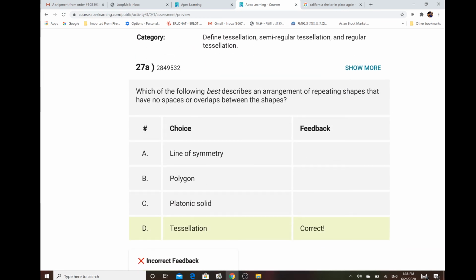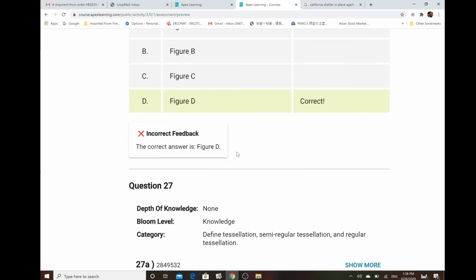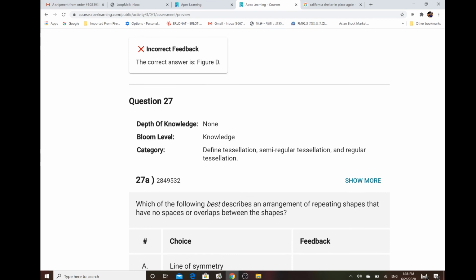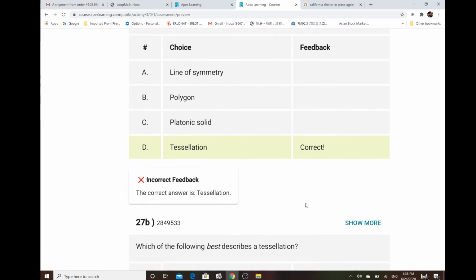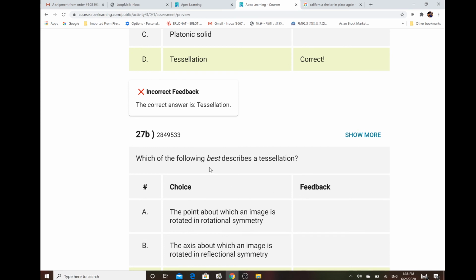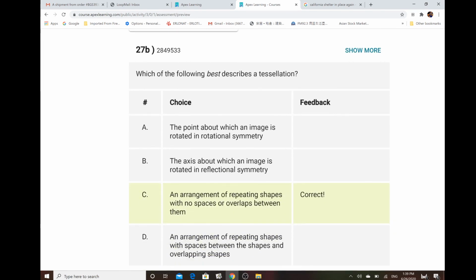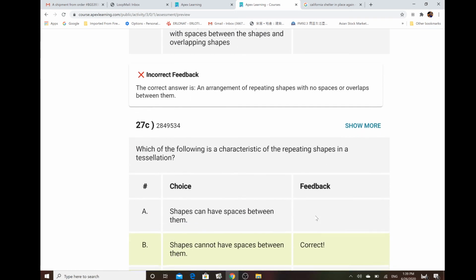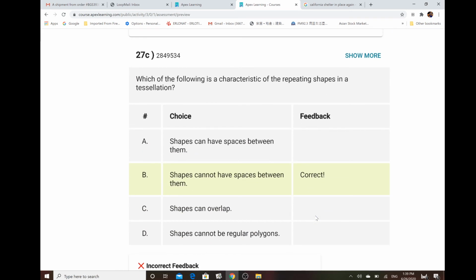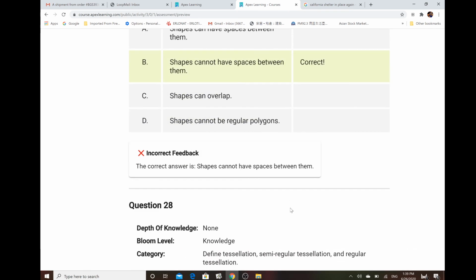And which of the following best describes an arrangement of repeating shapes that have no space or overlaps between the shapes? That'd be tessellation. As you can see, there's no space in between, and it shows a pattern. That shows an arrangement of repeating shapes. Now the next one, which of the following best describes tessellation? Again, an arrangement of repeating shapes with no space or overlapping between those items. 27, C. Okay, so shapes cannot have space between them.